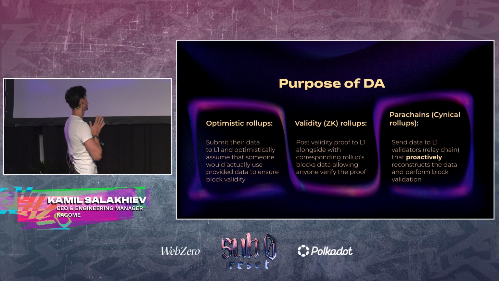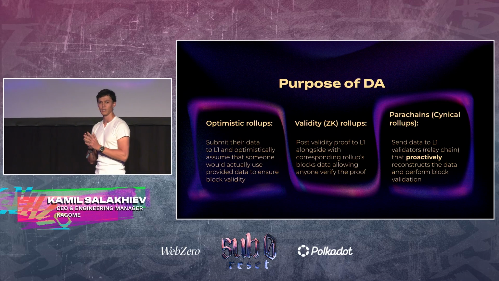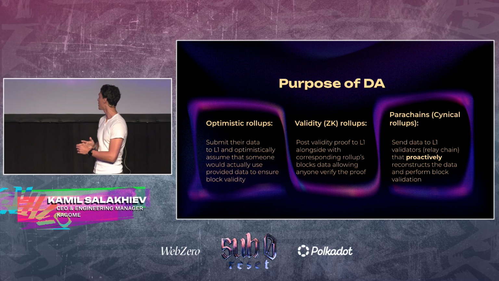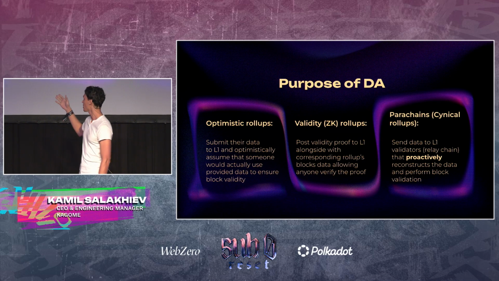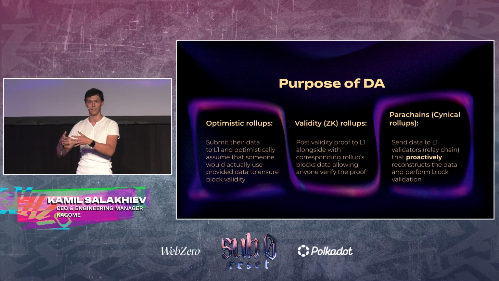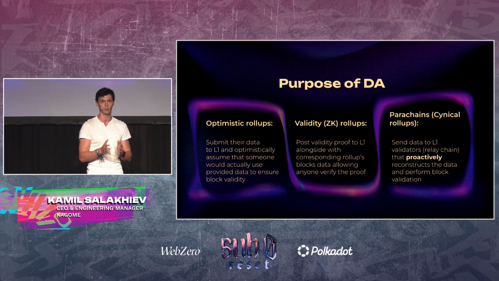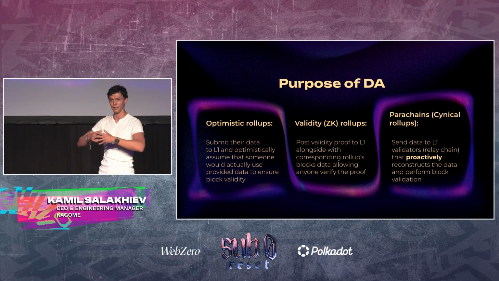So what's the purpose of DA, really? I would say it's a little bit different from the common rollups perspective. Let's briefly compare optimistic rollups, validity rollups, and parachains, also called cynical rollups. Optimistic rollups work very similarly to Polkadot in some sense because they submit the data to layer 1 to allow anyone to verify it. Then we have a 7 day period when anyone could check this data, recreate it, run the block and submit a fraud proof.